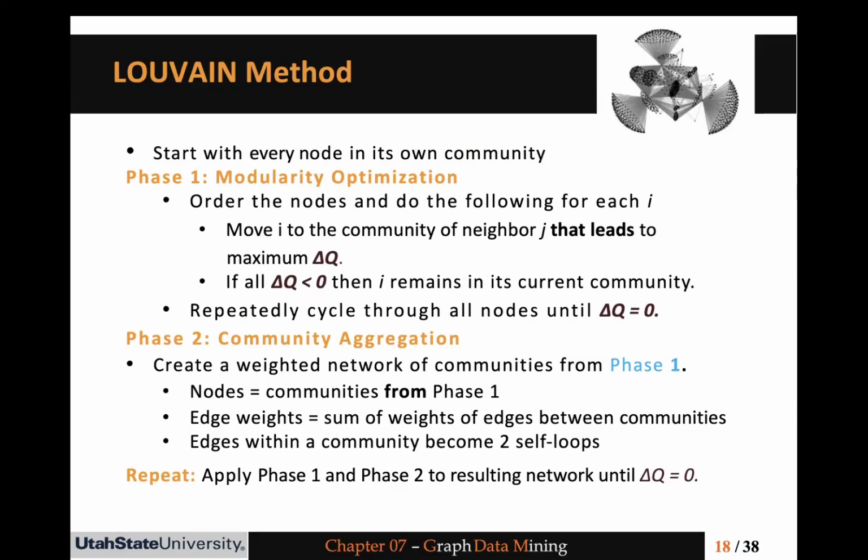The connections inside a community turn into a self loop, right? Because all the nodes have now been compressed into one single node in the phase two network, the loop tells us how many edges exist inside that particular community. So now we treat this new, smaller network as a fresh graph, and we reapply the same two phases again on this compressed network that we gathered in the phase two community aggregation.